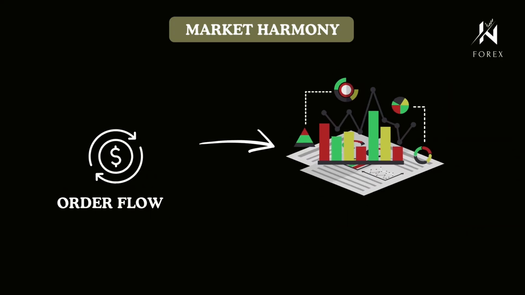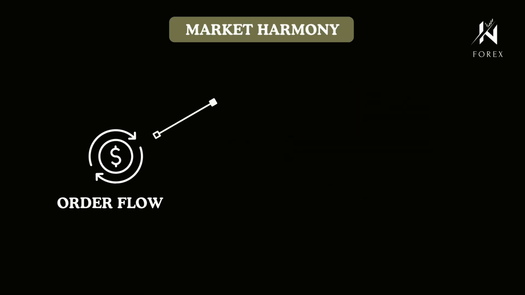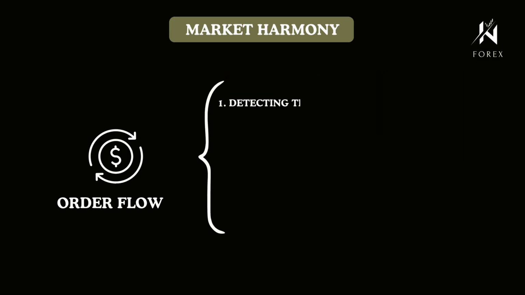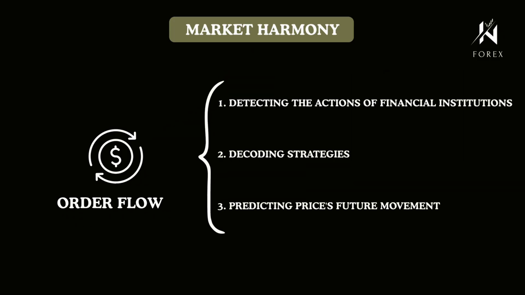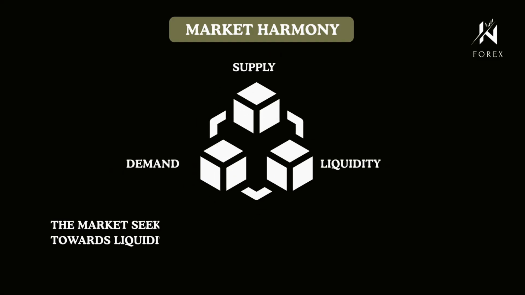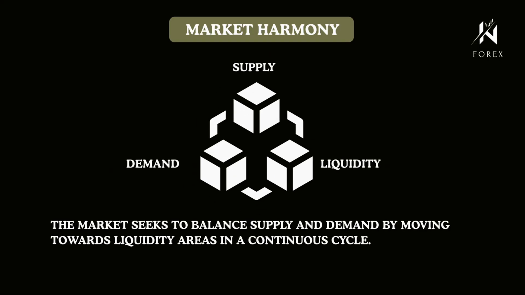Each currency pair has a unique order flow in every trading session, recording the behavior of all participants. By analyzing this order flow, we can detect the actions of financial institutions and decode their strategies, allowing us to make high probability forecasts about the price's future movements. Remember, financial institutions cannot hide their footprints in the order flow, providing us with valuable insights into their behavior. It reveals that the market operates as a continuous cycle, always striving to correct supply and demand imbalances by gravitating toward liquidity zones.